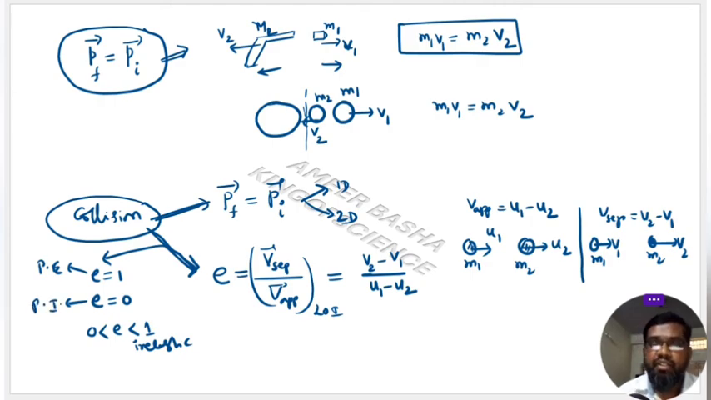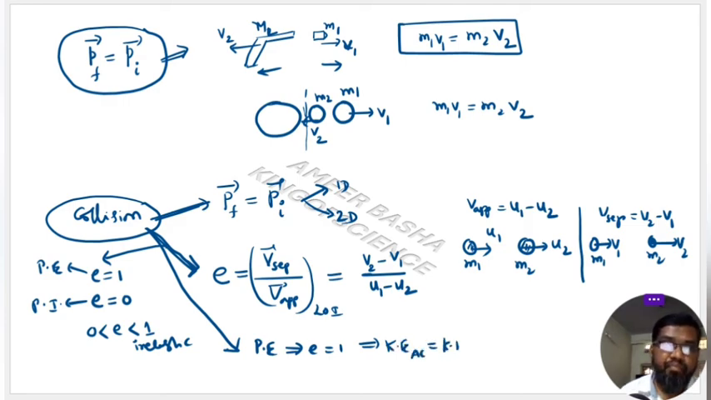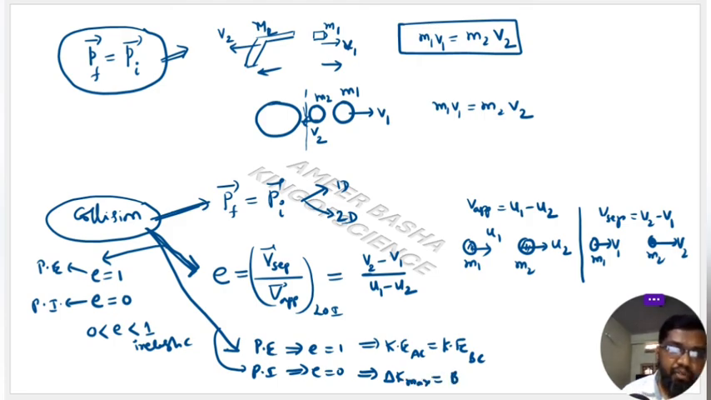So you can even decide the problem based on loss of energy. In case of perfectly elastic collisions where E equals 1, kinetic energy before the collision is the same as after the collision. But in case of perfectly inelastic collision where E is equal to 0, there will be a maximum loss of energy. This maximum loss of energy can be determined as kinetic energy before collision minus kinetic energy after collision.